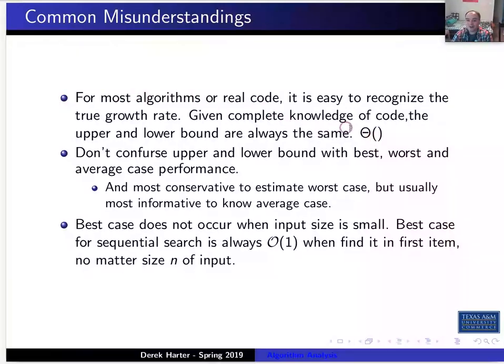In almost all practical situations that I've seen, though, it's easy to recognize the true growth rate. So if you have complete knowledge of the code, so if you have the actual code, you can analyze it and tell exactly what its growth rate is. And in that case, the upper and lower bounds, so your big O and your omega, are going to be the same. So when we know that the upper and lower bounds are the same for an algorithm, we can say that it has a big theta for its growth rate.